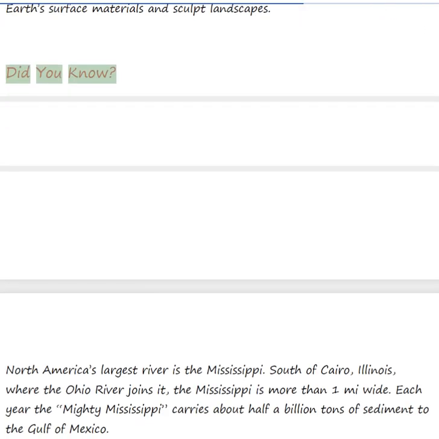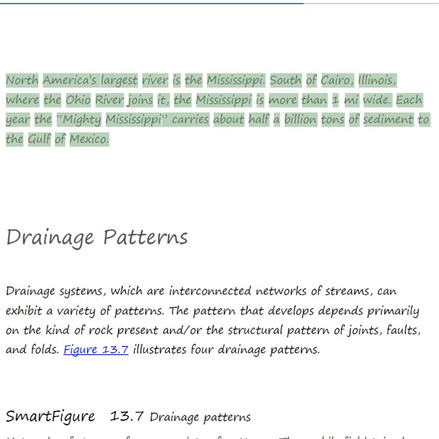Did you know? North America's largest river is the Mississippi. South of Cairo, Illinois, where the Ohio River joins it, the Mississippi is more than 1 mile wide. Each year the mighty Mississippi carries about 500 million tons of sediment to the Gulf of Mexico.